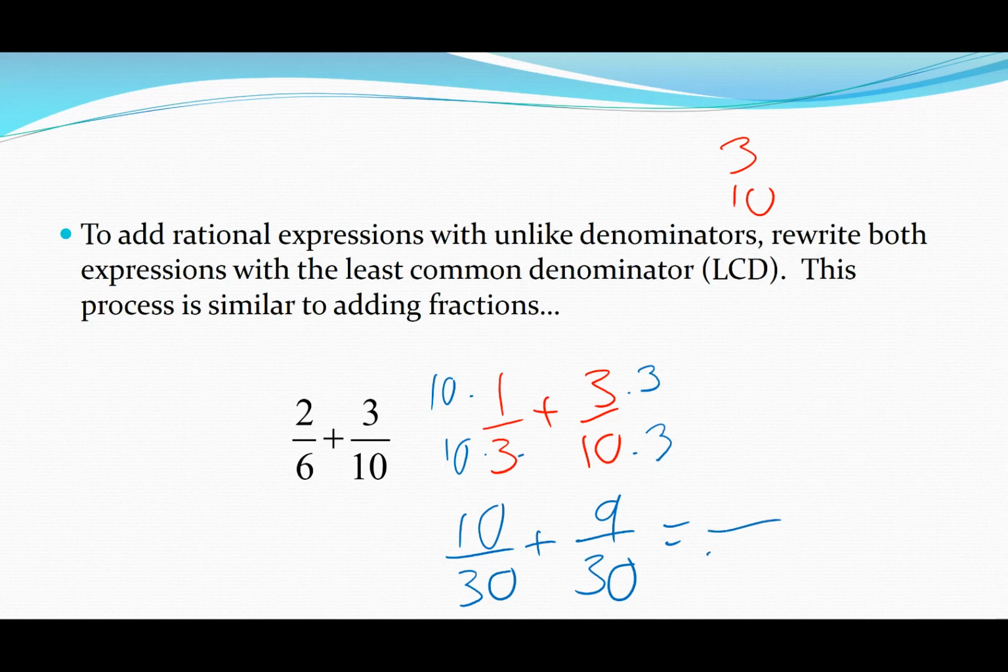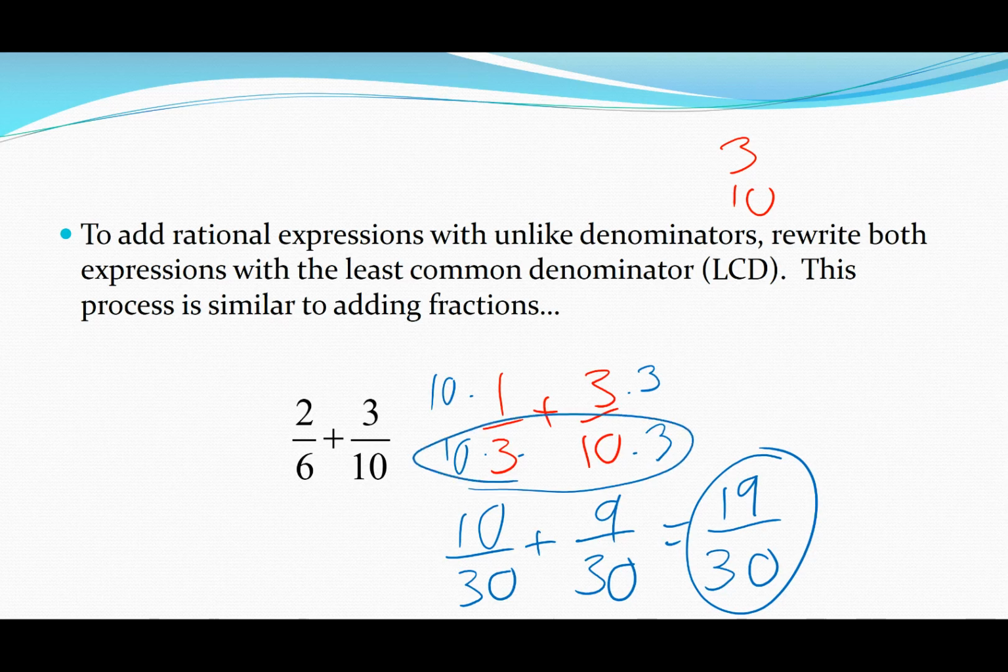So I have my common denominator of 30, so I know my denominator is 30. And 10 plus 9 makes 19. So there's my answer. If I can simplify it, I would, but 19 over 30 doesn't reduce, doesn't simplify, so we'll leave it as 19 over 30. But you have to establish a common denominator first.